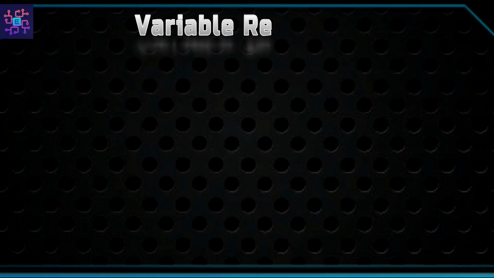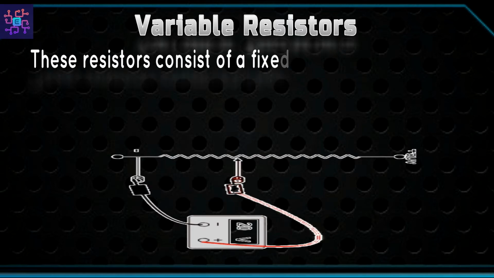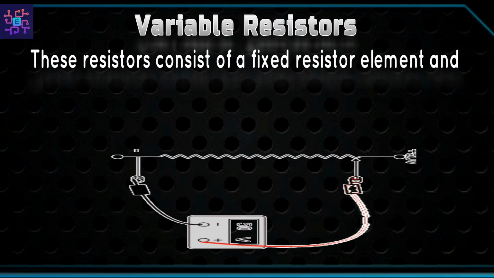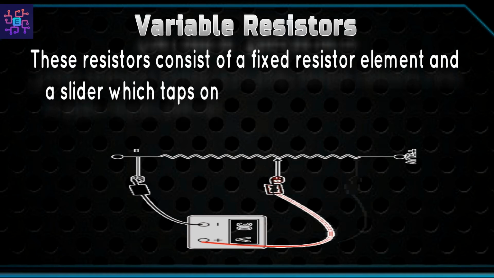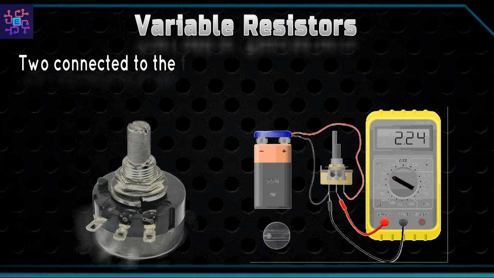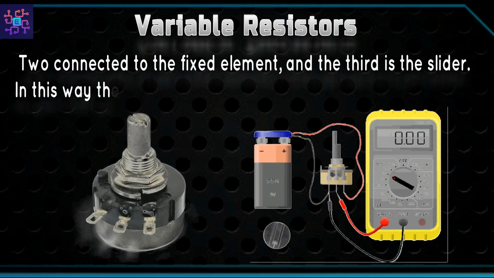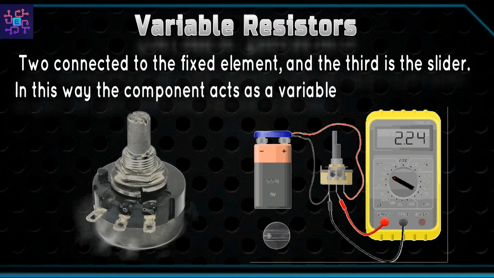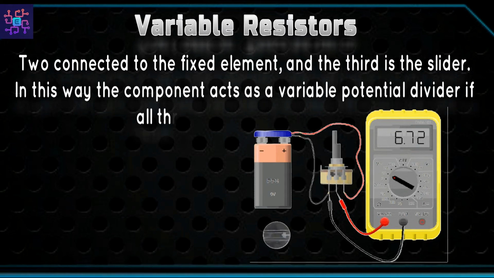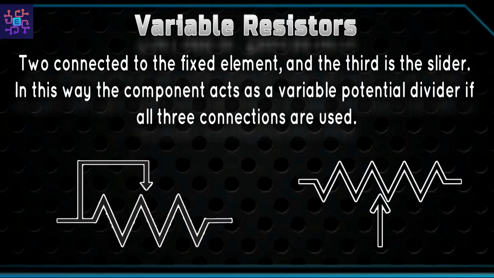Let us see variable resistors. These resistors consist of a fixed resistor element and a slider which taps onto the main resistor element. This gives three connections to the component, two connected to the fixed element, and the third is the slider. In this way, the component acts as a variable potential divider when all three connections are used. It is possible to connect to the slider and one end to provide a resistor with variable resistance.